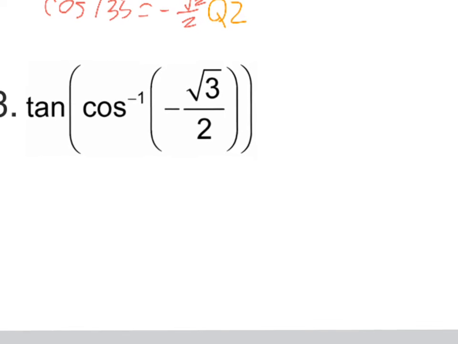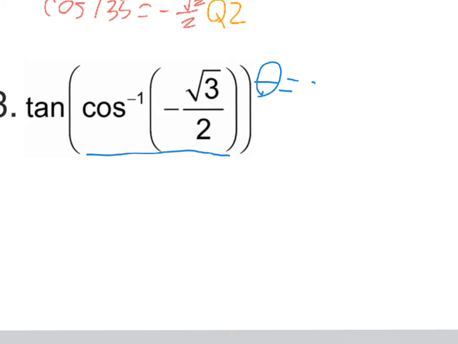Problem 3. The tangent of the inverse cosine of the negative square root of 3 over 2. So first things first, we solve our innermost bit. What angle theta is equal to the inverse cosine of negative square root of 3 over 2? Consult our unit circle. We find this occurs at two locations. This occurs at theta equals 150, as well as theta equals 210.